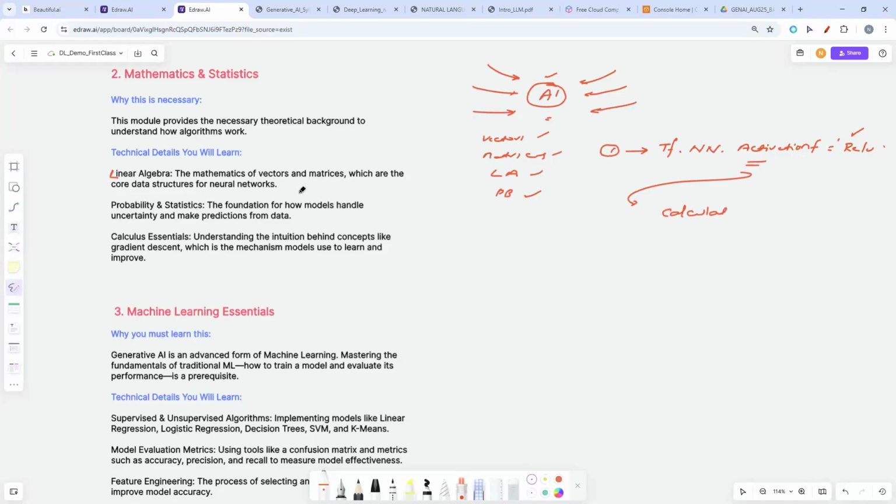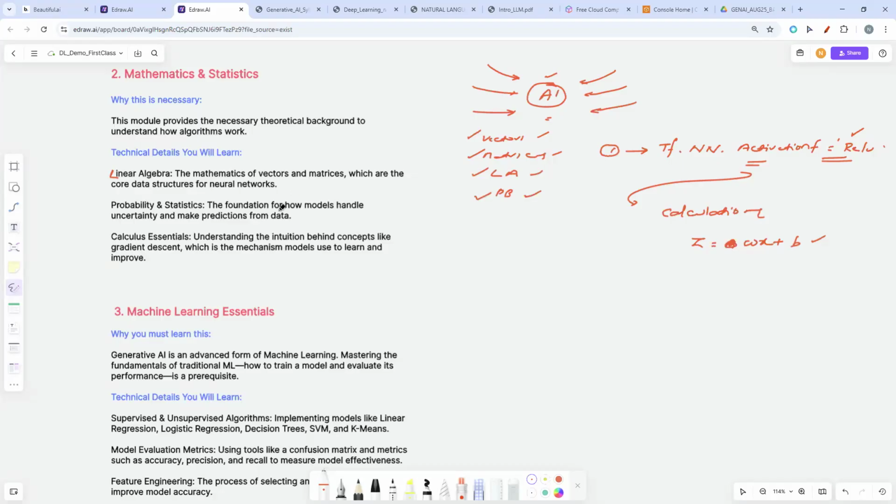lots of calculations. Those calculations may be multiplication of matrices or multiplication of vectors or even application of some kind of linear algebra, etc. Just ignore all these things, but internally it will do them. So in order to understand what is internally happening, you have to get some basic idea of vectors, matrices, linear algebra, probability, etc.